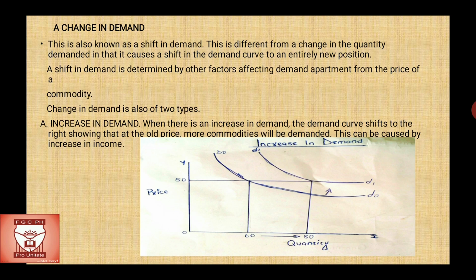Now look at the graph. The first demand curve is D0, and the price remains static because price does not count here. It is other factors that affect change in demand, not the price. So that's why the price is static here. When you look at the curve, you will see that from D0, the curve shifts to the right, to D1, showing an increase in demand. When demand increases, the curve will shift to the right, and the quantity demanded also moves up from 60 to 80.